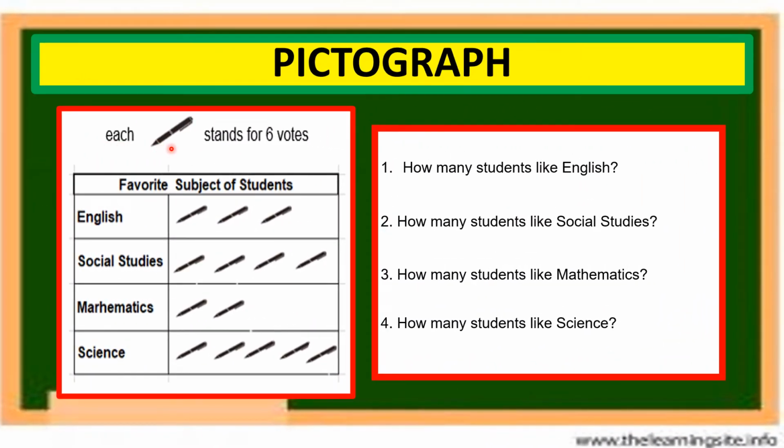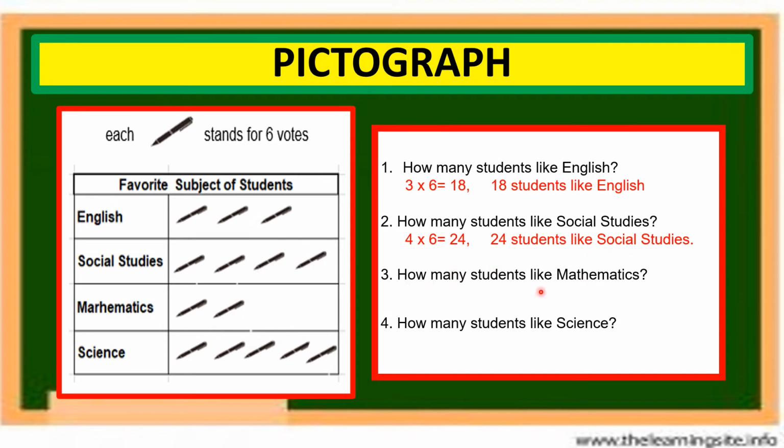Each ball pen stands for 6 balls. How many students like English? 1, 2, 3. 3 times 6 is 18. 18 students like English. How many students like social studies? 1, 2, 3, 4. 4 times 6 is 24. 24 students like social studies.